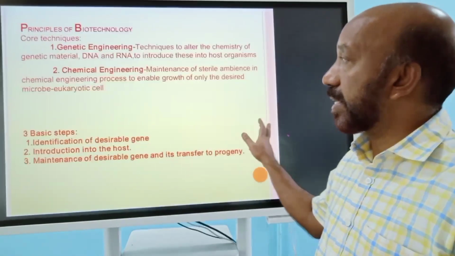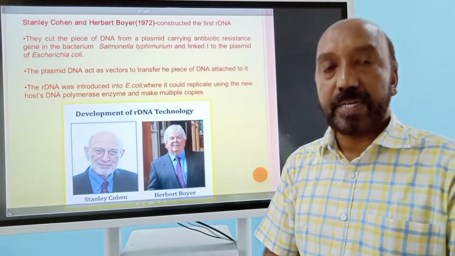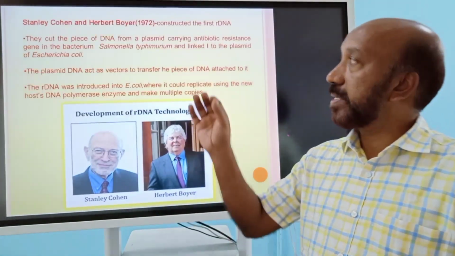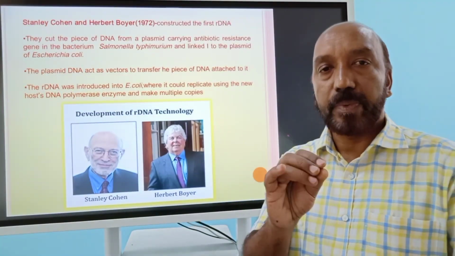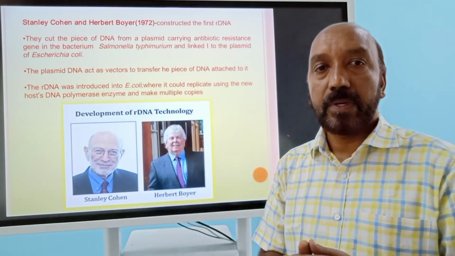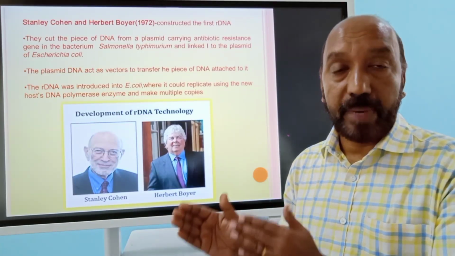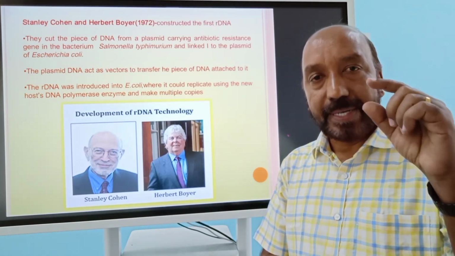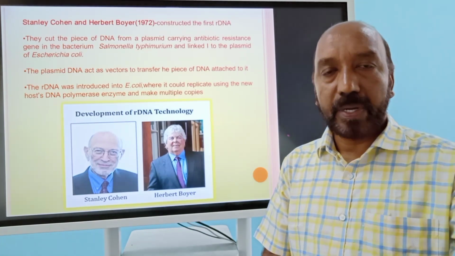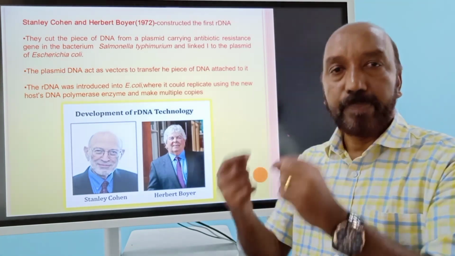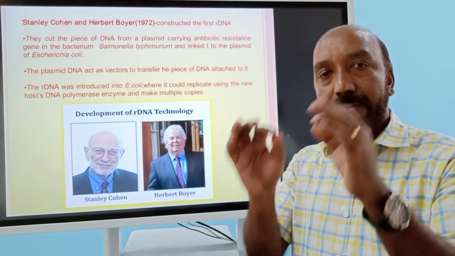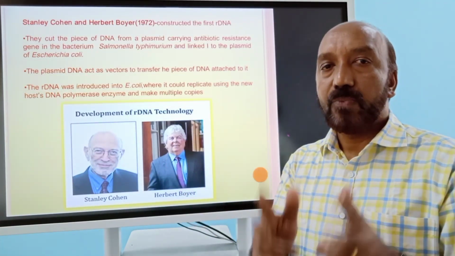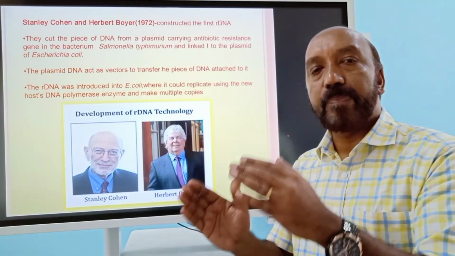And if you are taking the history of biotechnology, especially rDNA technology, we can remember two great scientists, namely Stanley Cohen and Herbert Boyer. In 1972, they constructed the first recombinant DNA. They used two organisms, one is Salmonella typhimurium, another is E. coli bacteria. They took the antibiotic resistant gene from the plasmid of Salmonella typhimurium, cut it and removed it, and after that they ligated that antibiotic resistant gene into the plasmid of the other bacteria. For cutting and ligating they used different types of enzymes also.